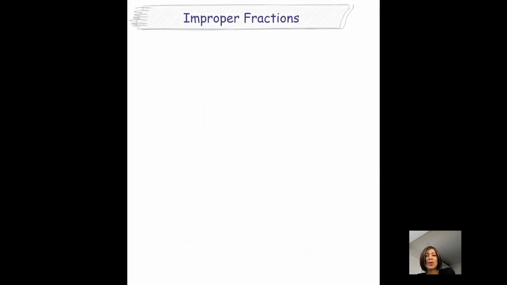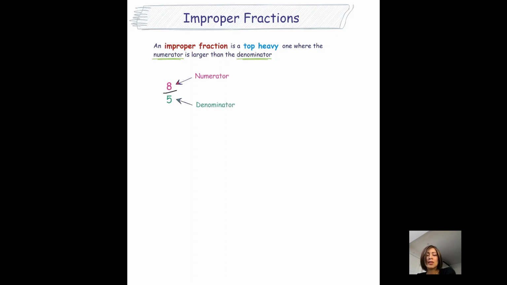Let's have a look now at improper fractions. An improper fraction is a top-heavy one where the numerator is larger than the denominator. So here we have 8/5. The number at the top is the numerator, and the number at the bottom is the denominator. And we can see here that the 8, or the numerator, is larger than the 5, the denominator.